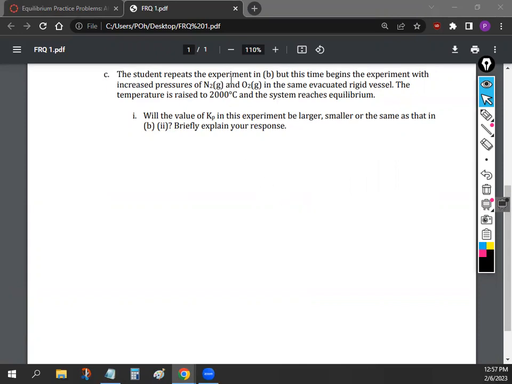All right, so here you're going to repeat the experiment in B, but this time you're going to begin the experiment with more pressure for N2 and O2 in the same container. Same temperature, reaches equilibrium. I just want you guys to write a brief explanation. Do you think the value of Kp will be larger, smaller, or the same as that in the previous one? The only thing that's changed is you start with more of each reactant. So take about maybe 2-3 minutes to write that down, and then we'll go over it, and then we'll be done.